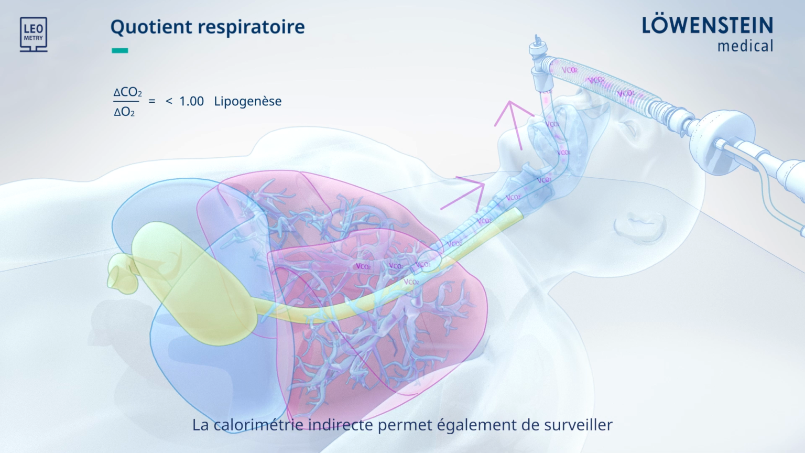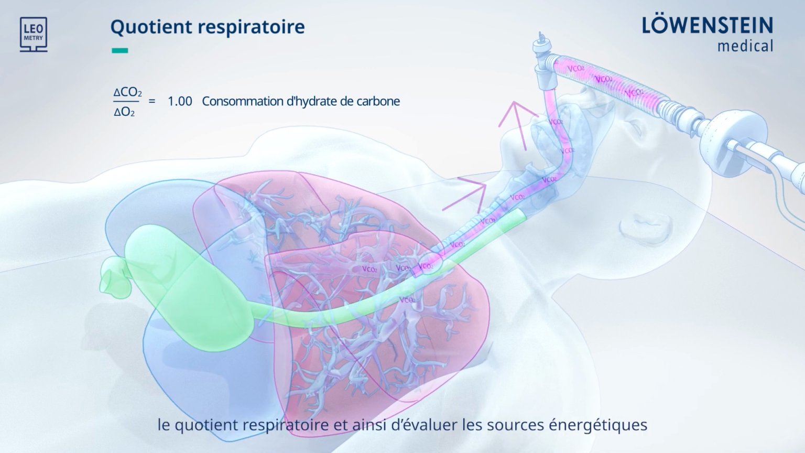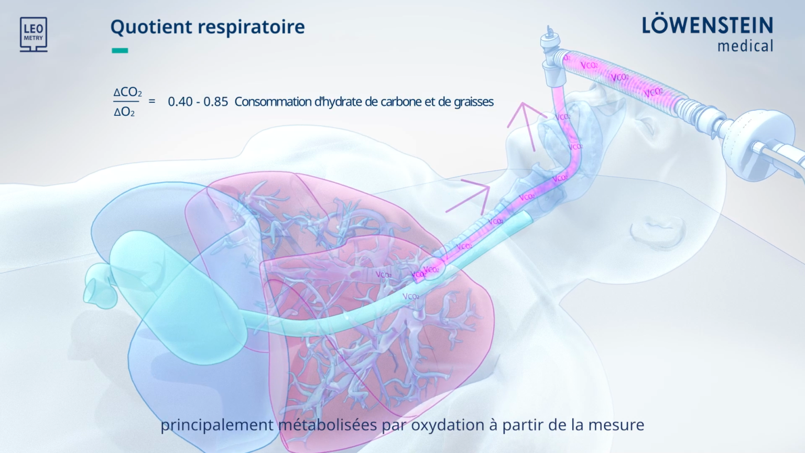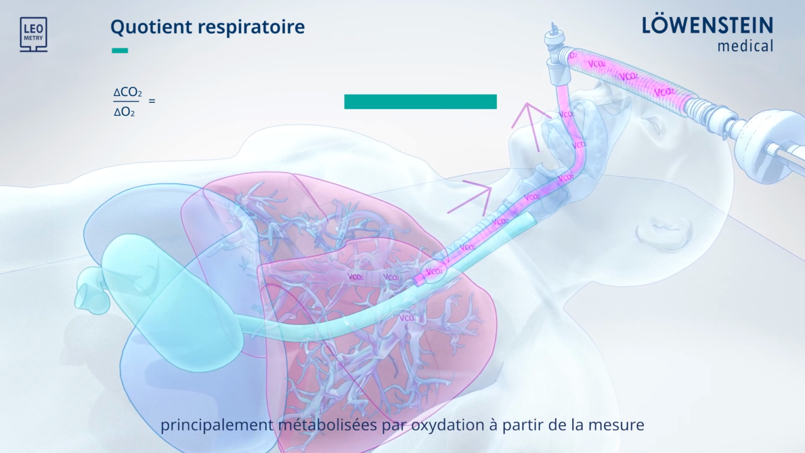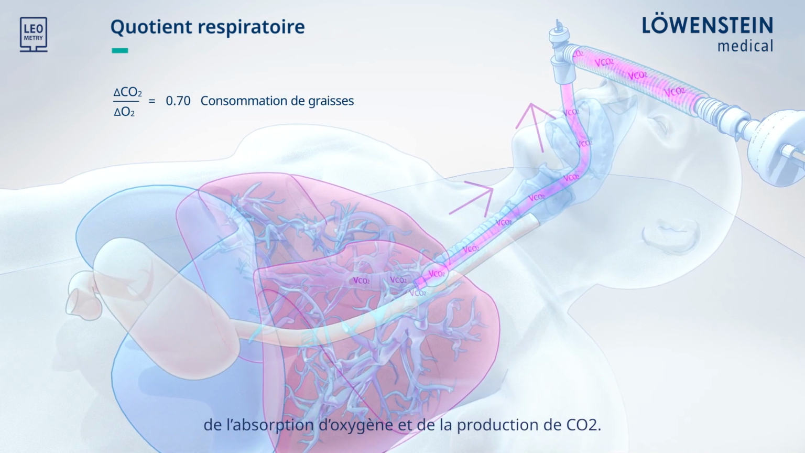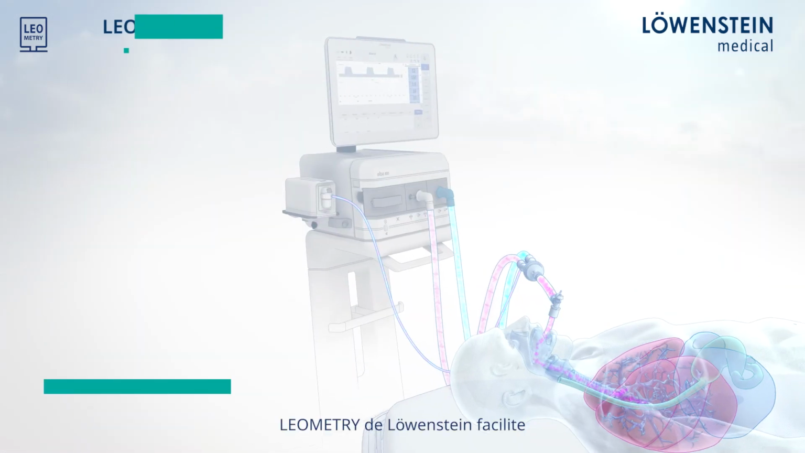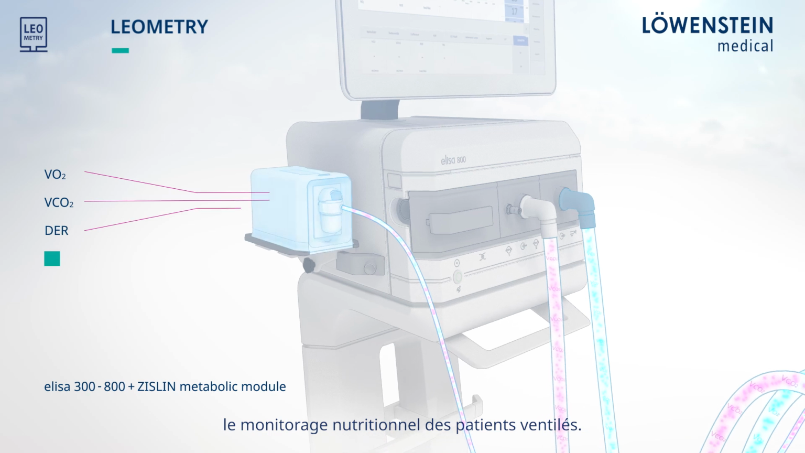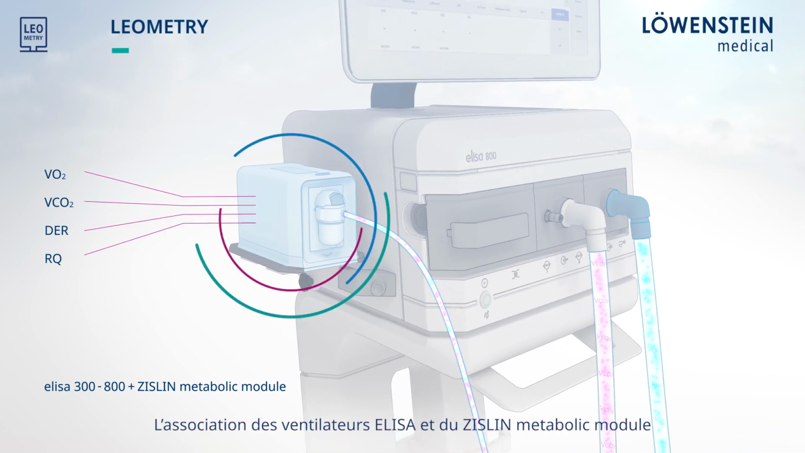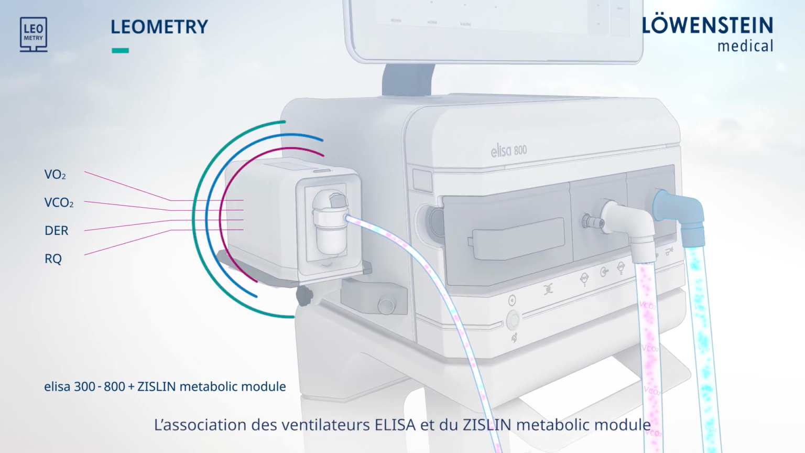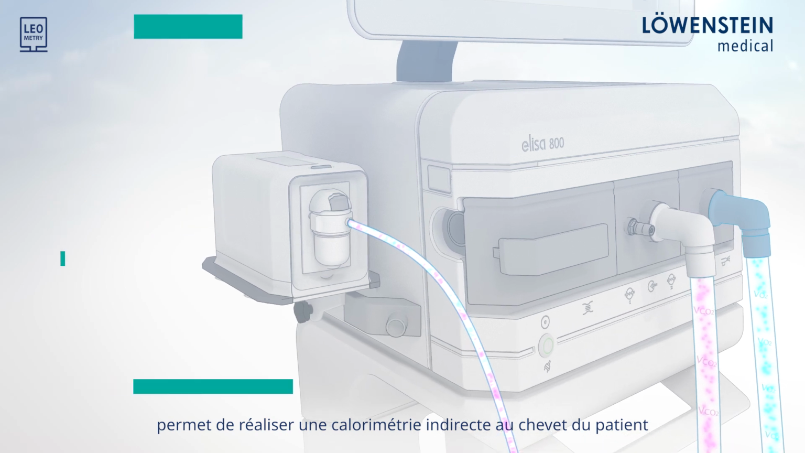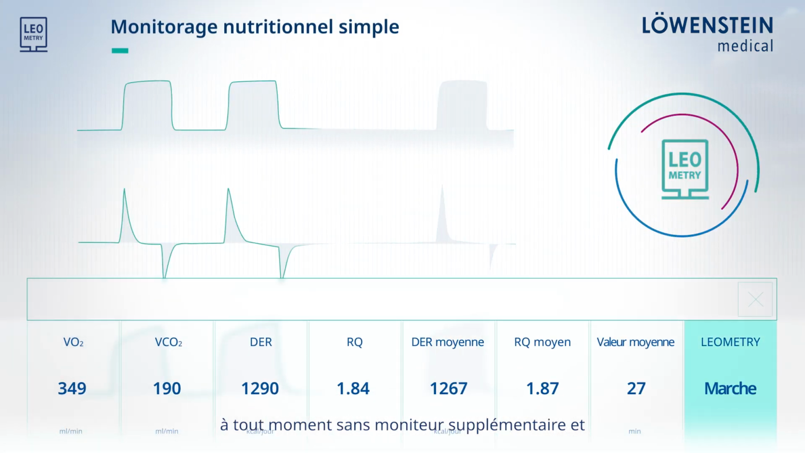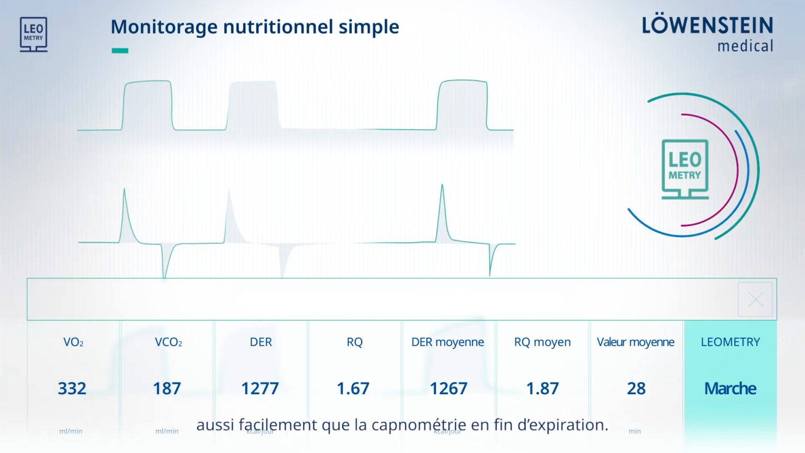When measuring oxygen uptake and CO2 production, indirect calorimetry also allows monitoring of the respiratory quotient and therefore an estimation of the predominantly oxidatively metabolized energy sources. Löwenstein's LEOMETRY facilitates simple nutrition monitoring in ventilated patients. By adding the ZISLIN metabolic module to ELISA ventilators, bedside indirect calorimetry can be performed at any time without additional monitors and is as simple as end-tidal capnometry.